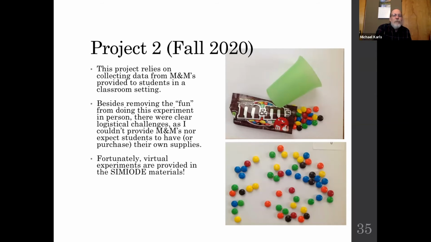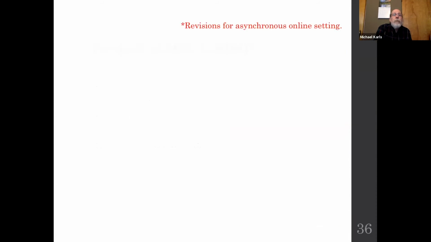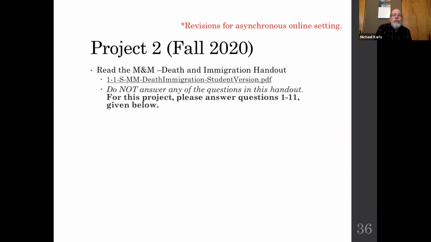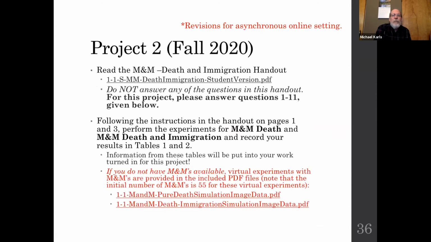So fortunately, there are virtual experiments. In Simio, there's actually a virtual M&M experiment. There's PDF slides where the experiment has been carried out. So what I did is I suggested you could use this if you didn't have M&Ms available. So here are the revisions to project 2 for this last fall. That is the portions I revised because we were in an asynchronous online setting.